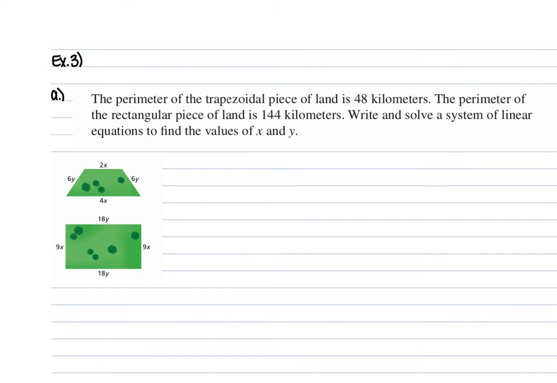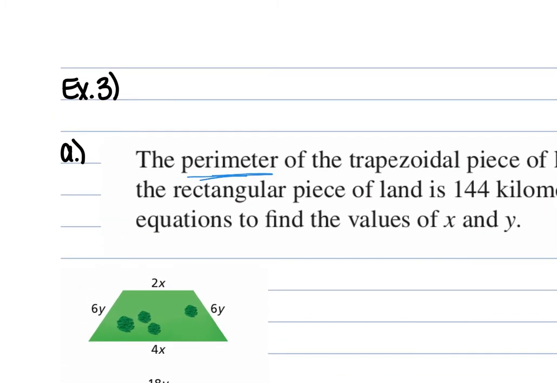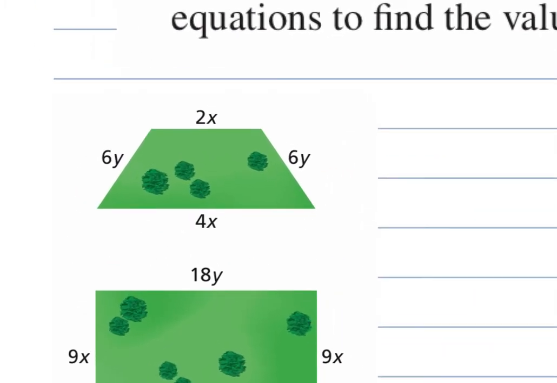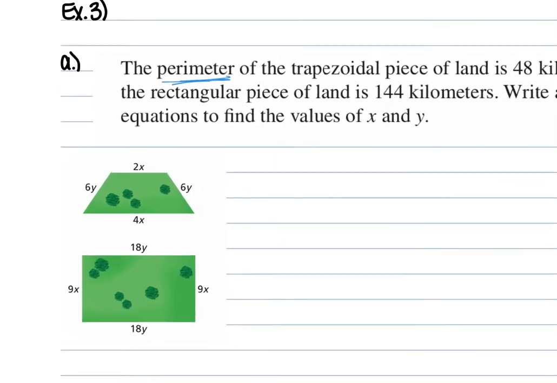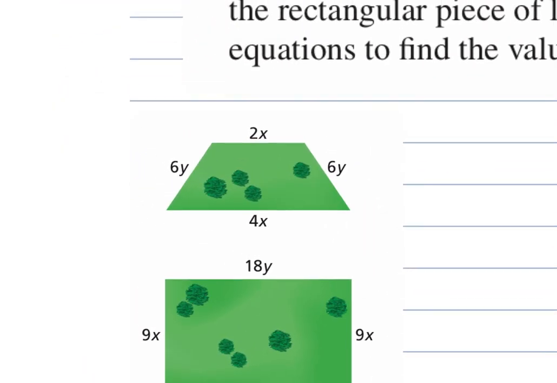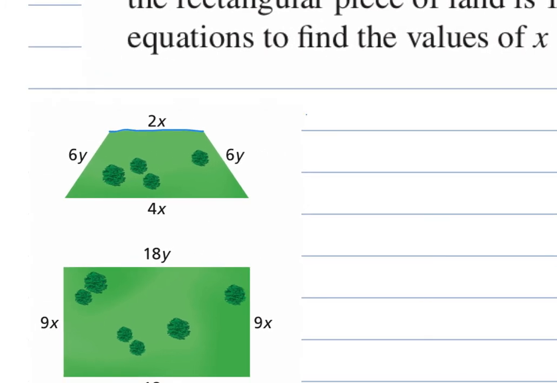Okay, so our word problem says the perimeter of the trapezoidal piece of land is 48 kilometers. The perimeter of the rectangular piece of land is 144 kilometers. Write and solve a system of linear equations to find the values of x and y. So when we're thinking about perimeter, I want you to think about the perimeter as adding up all the sides of the figure. So we need to find the length of all the sides. Well, the length of this side up here is 2x. Let's write down 2x. And perimeter, you add all of them up.